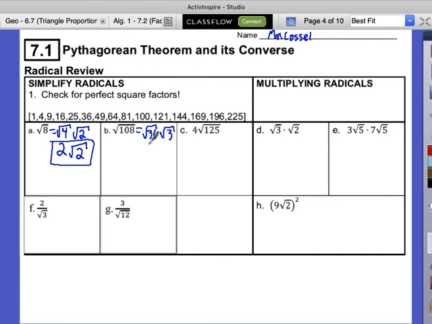What is the square root of 36? 6. Normal 6. So we have 6 square root of 3. It's a lot easier for us to know what this is when it's 6 square root of 3 than the square root of 108. That makes it a lot more realistic to us.